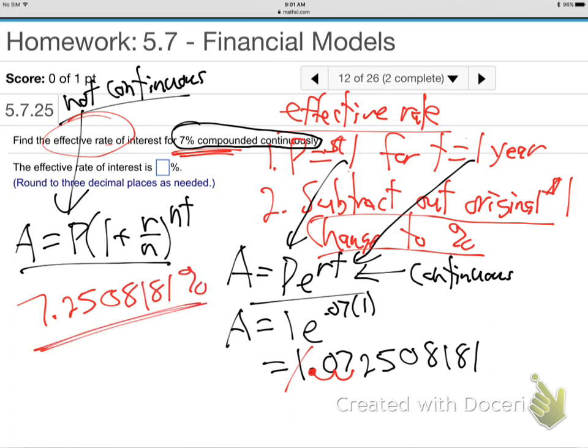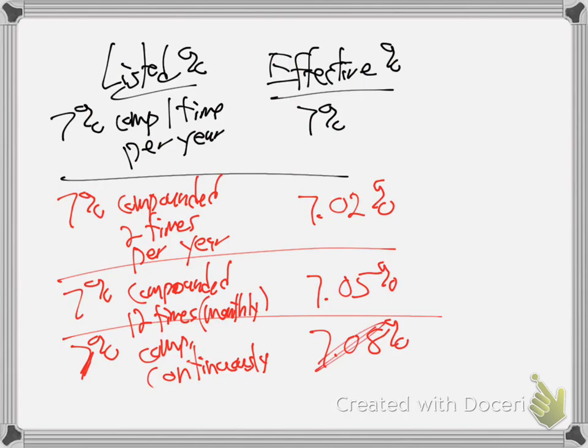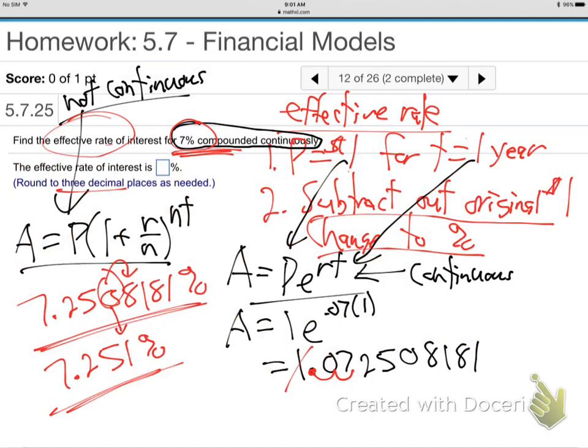So when I move the decimal 2 places, this becomes 7.2508181%. Now, how far do they want me to go? 3 places. Okay, 7.251%. That 0 becomes a 1 because of the 8. Remember, whenever you round, you circle the place you want to stop in. You look 1 to the right. If it's 5 or more, you go up. You know that. There it is. So the real effect of a 7% compounding continuously is 7.251. So my little table was way off. This should have been 7.251. And I don't know what the others are. I was just guessing.